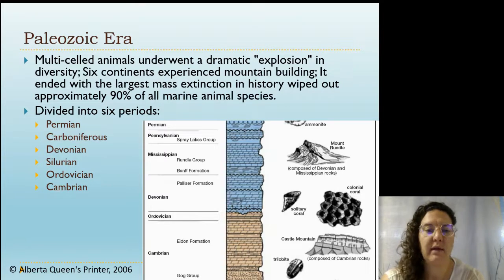The Paleozoic era is divided into 6 periods: the Permian, the Carboniferous, the Devonian, the Silurian, the Ordovician, and the Cambrian. So the Cambrian's oldest. We'll often talk about the Cambrian explosion. And this is where a lot of fossils from the Cambrian explosion are found, in Castle Mountain, as well as in the Burgess Shale in Yoho National Park.